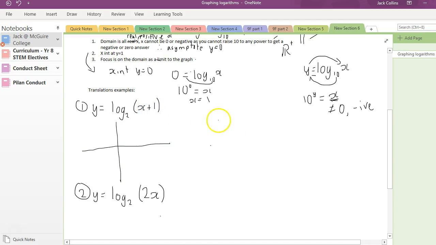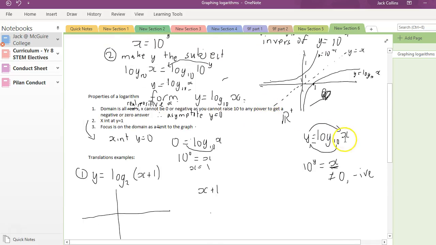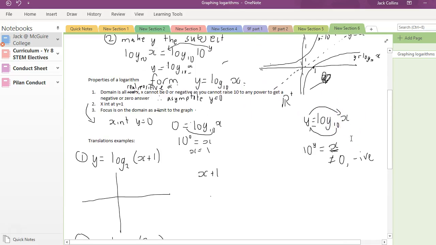We've got, looks like there's going to be a translation here. So we know that x plus 1, just like with our standard graph, x had to be... Sorry, that was x equals 0, the asymptote is x equals 0, not y equals 0, my bad. X has to be greater than 0. Here, x plus 1 has to be greater than 0, because 2 cannot be raised to any power that's going to give 0 or a negative 1. So therefore, x has to be greater than negative 1.